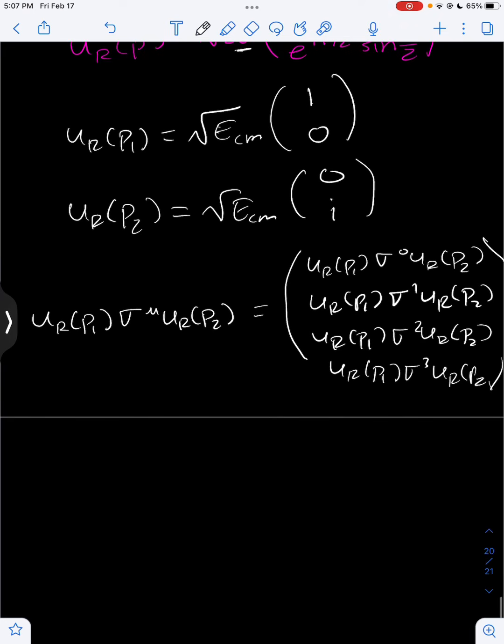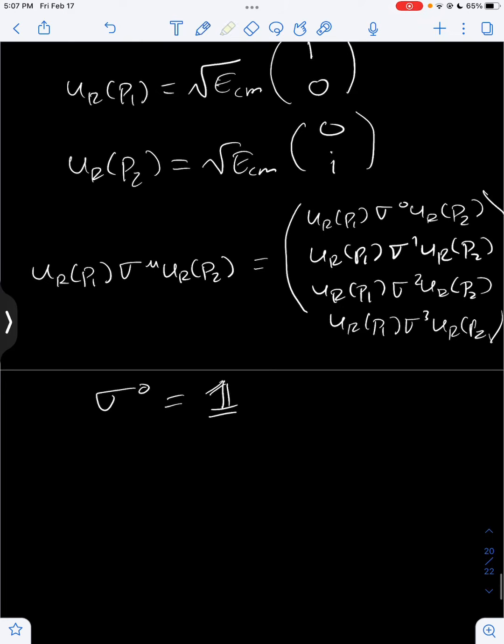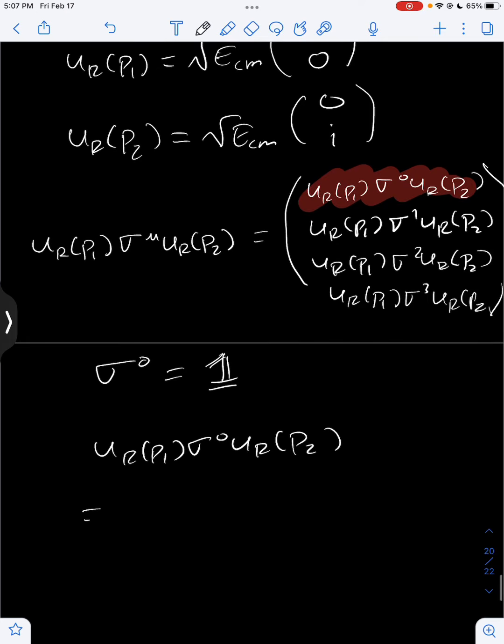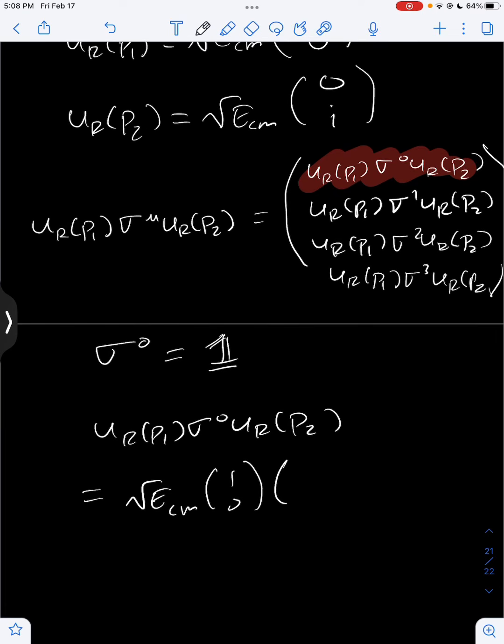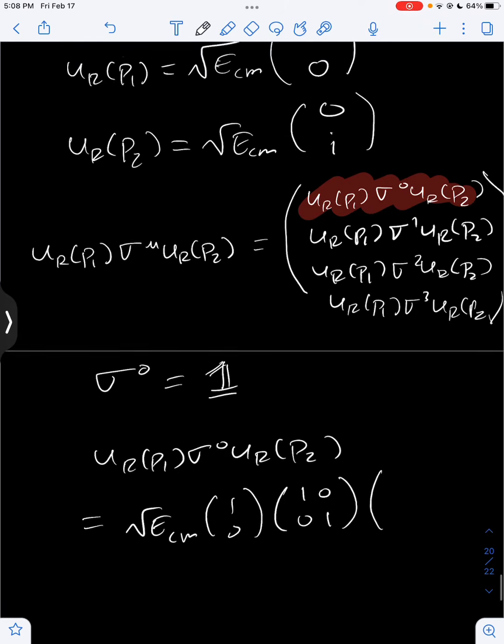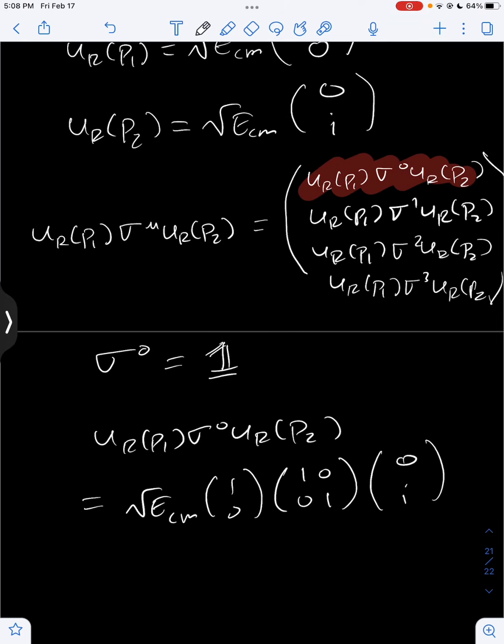And then, of course, sigma naught, the first Pauli matrix, is going to be the same thing as the identity matrix, right? So for the first entry, we want to find out what URP1 sigma naught URP2 is going to be. We know that URP1 is the square root of ECM times 1, 0. So it's going to be a spin up right chiral particle. And then sigma naught is going to be 1, 0, 0, 1. And then URP2, that's just 0, I. It's a spin down particle.